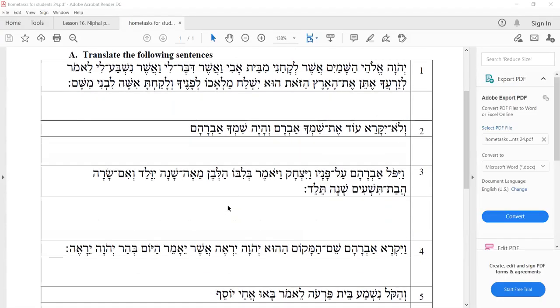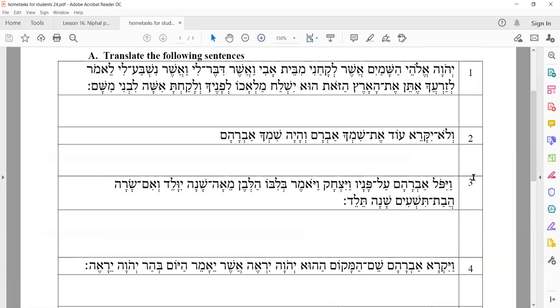Okay, so these are the sentences that are taken from the Bible. These are the biblical sentences. And let us try to translate them. I will try to make it bigger.